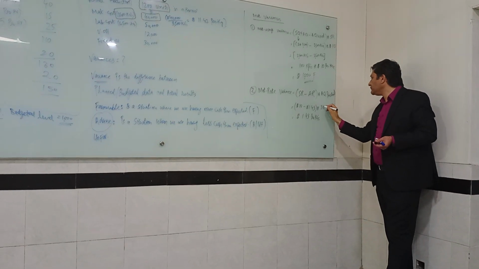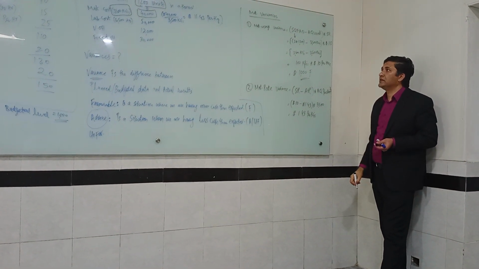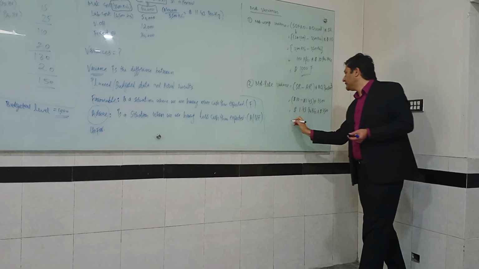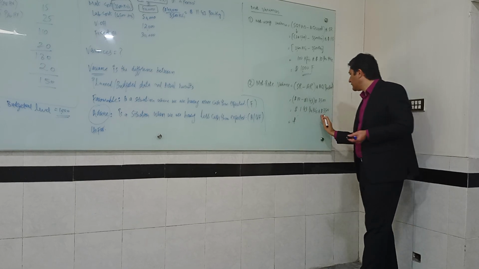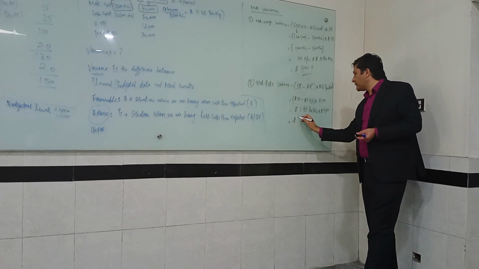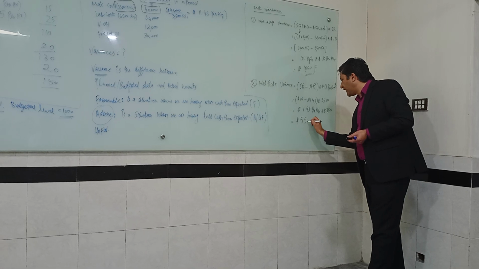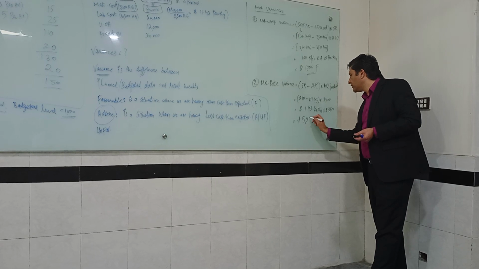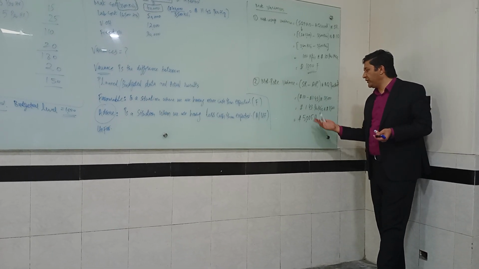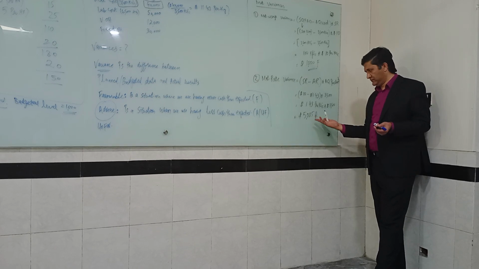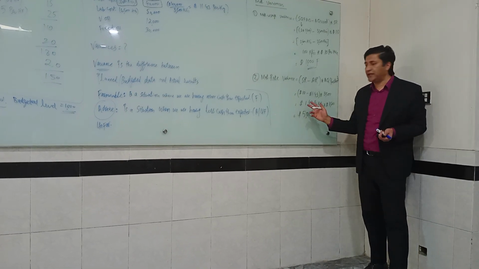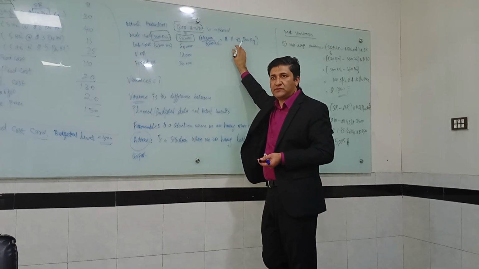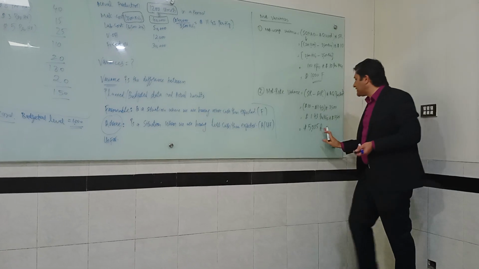This is 3,500. So what will be the final answer? 3,500 times 1.43, approximately 5,000 dollars. So I guess if we take the full figure, this will be approximately 5,000. You can take the full figure as well, in order to avoid the rounding calculation. Is it clear? So this is the adverse variance.